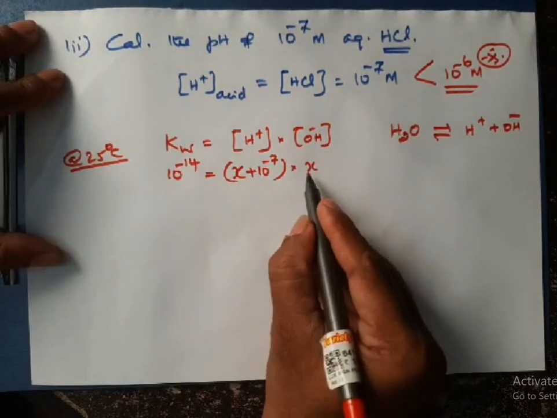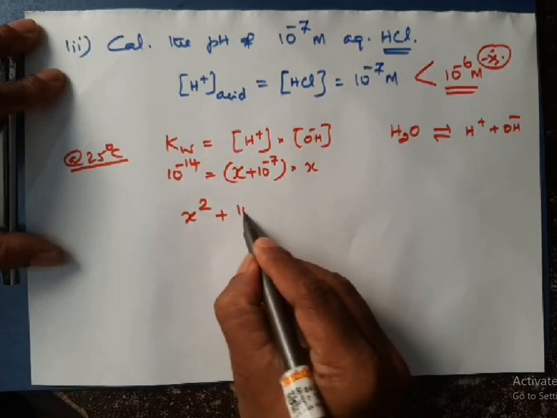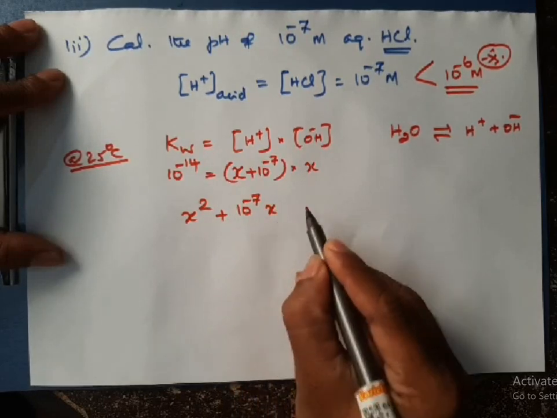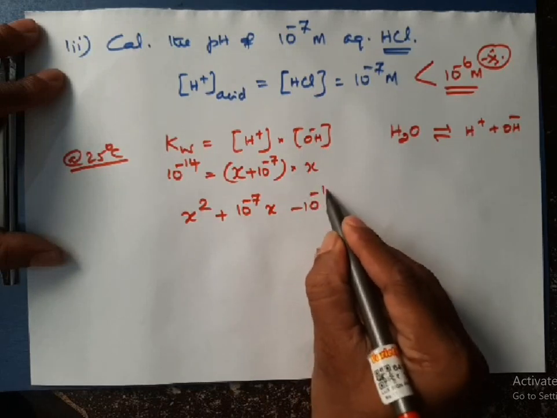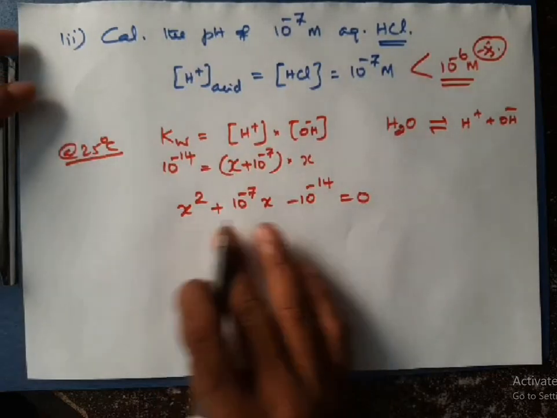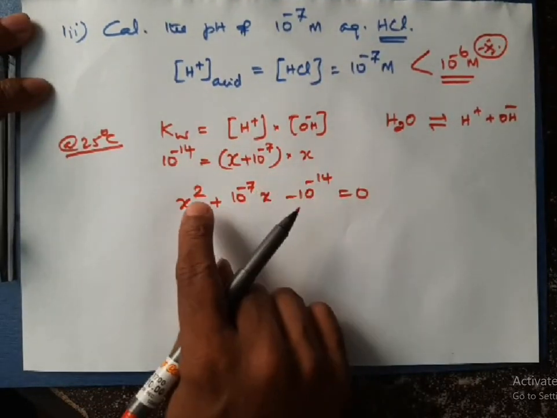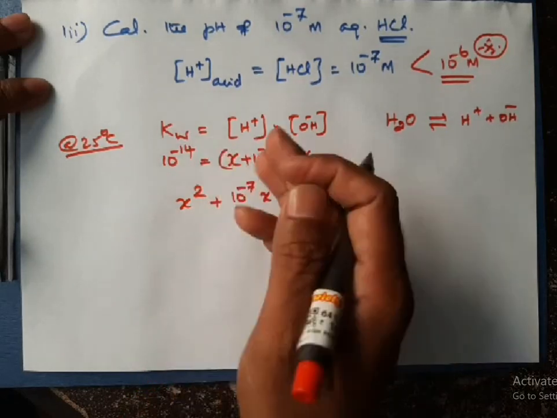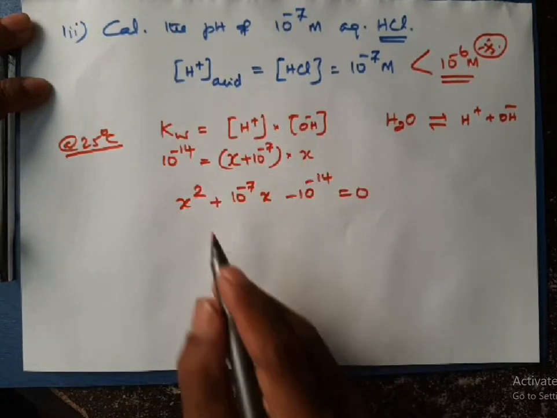Therefore, you can write this as X square plus 10 power minus 7 into X, and I'll bring this to the left hand side, minus 10 power minus 14 equal to 0. We got a quadratic equation. If you solve this equation, you will get the value of X. X is nothing but the concentration of H plus from water. How to do that?